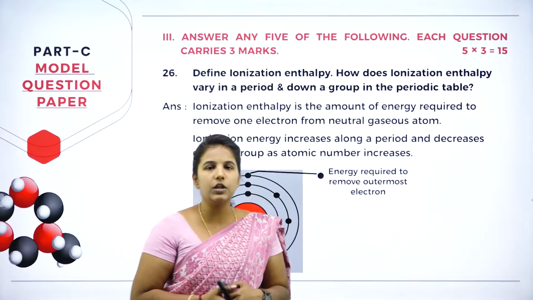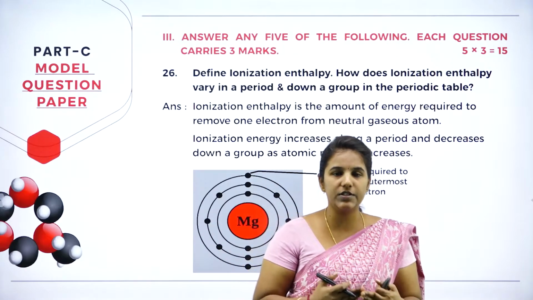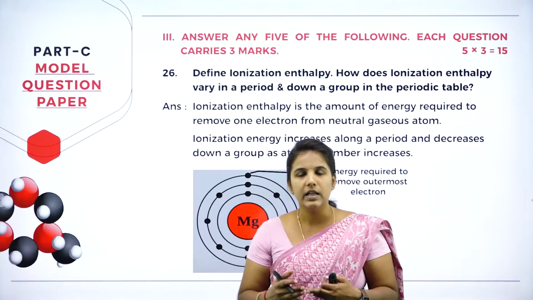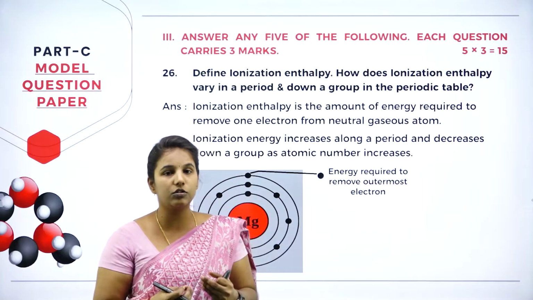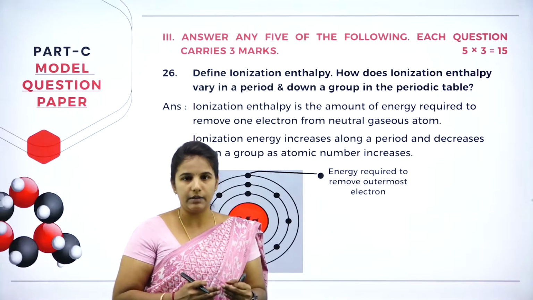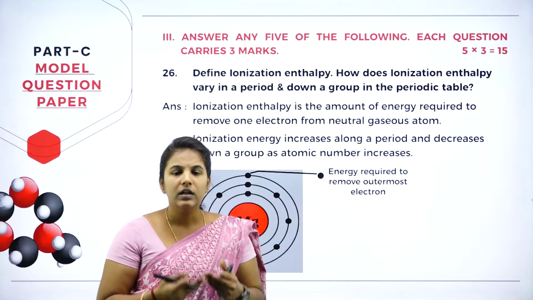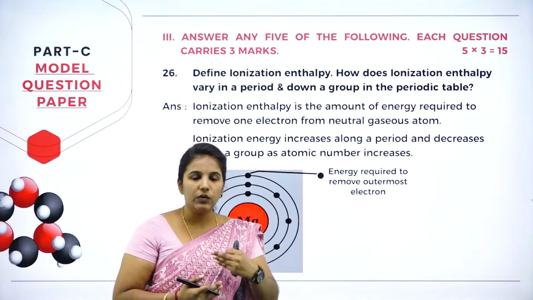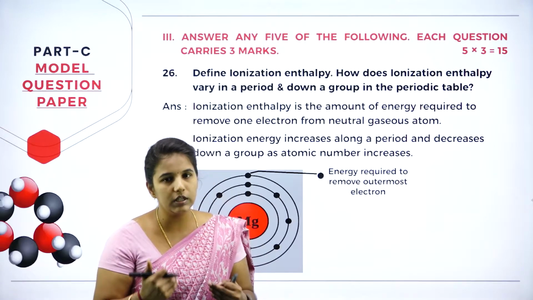Already in Unit 3, we have discussed what is ionization energy, or ionization potential, or ionization enthalpy. It is nothing but the energy required to remove the electron from the outermost shell of the neutral atom. That is said to be ionization enthalpy. When we are discussing ionization enthalpy, we must know it along the period and down the group.